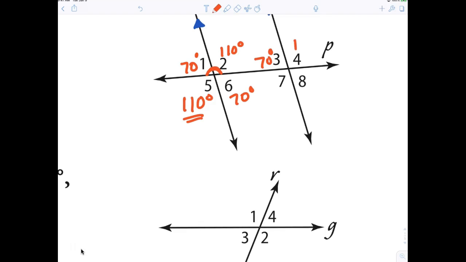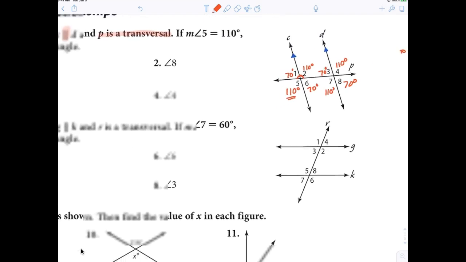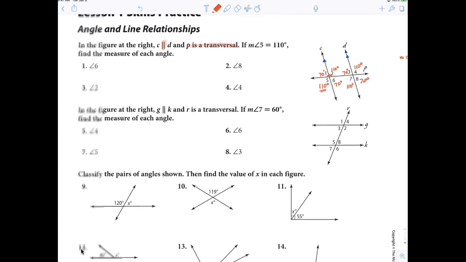How many degrees? There it is. Good job, kiddo. And give me number 8, Miss Hulsman. 70, perfect. Leighton, 7. 110. You guys are awesome. I told you it's going to be easy. Now go back and answer questions 1, 2, 3, 4.